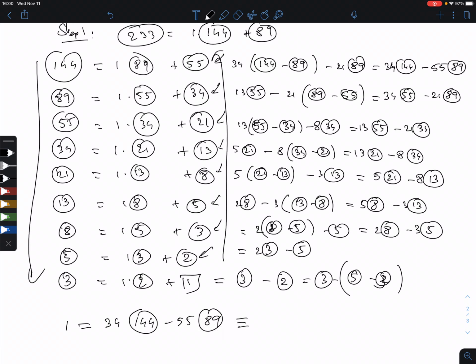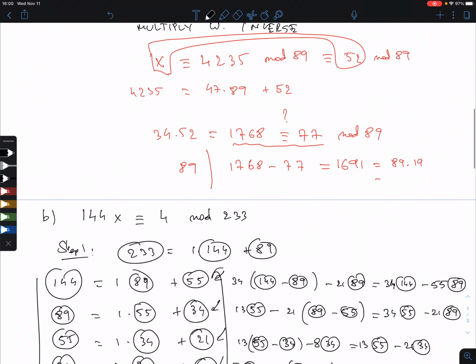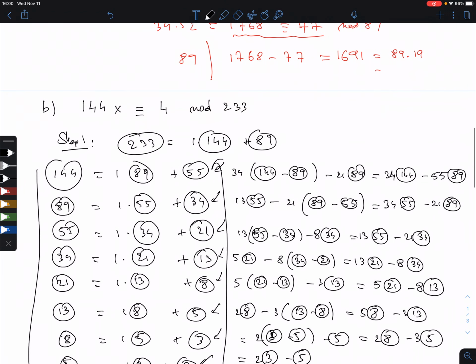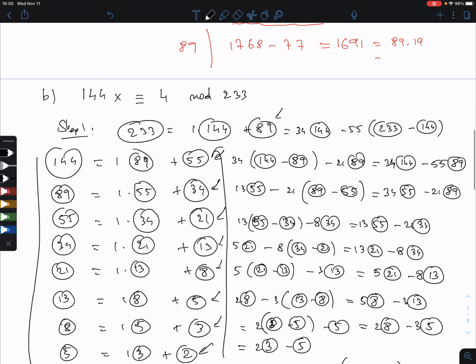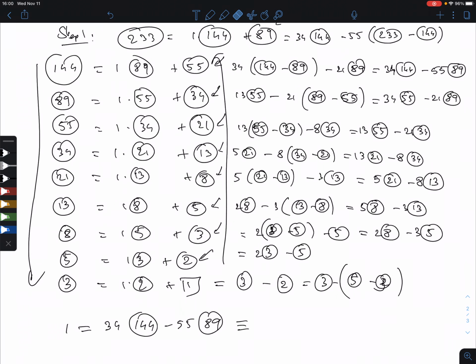So this means, now we're working, what are we doing? I forgot that there's an extra line here. Sorry, we're not done. Okay, so I was wondering, I don't recognize the numbers. So 34 times 144 minus 55 times (233 minus 144). Okay, and then so finally, this is correct, but it's not what I need. You have to go all the way to the end, right?